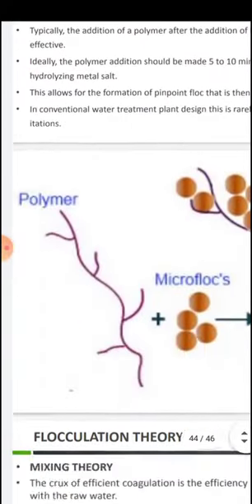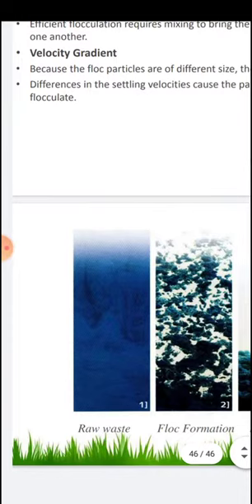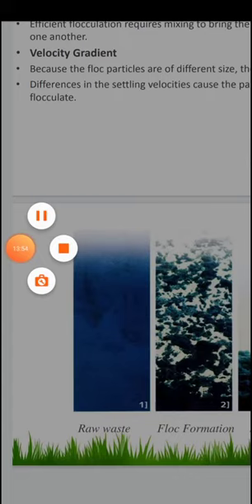And the important thing is this double layer theory, and in this double layer theory we have a fixed layer and a diffused layer. Two layers are there, separated by a shear plane. So please focus on this, it is very important. And this will close our lecture.